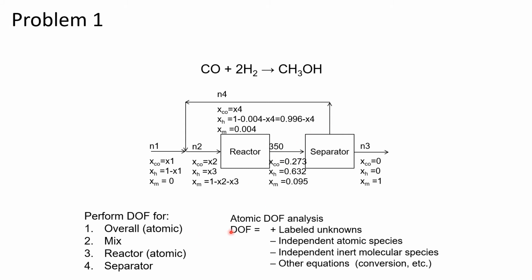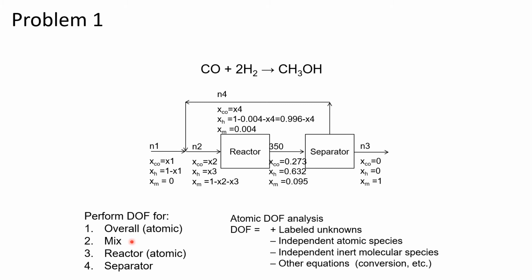When we don't have a purge, we only have 4 control volumes. We don't have that split point. That was the 5th one. So for the overall control volume, I want you to do a degree of freedom analysis, assuming we'll do mass balances using atomic balances. For the mixing point, we're just going to do molecular species balances.